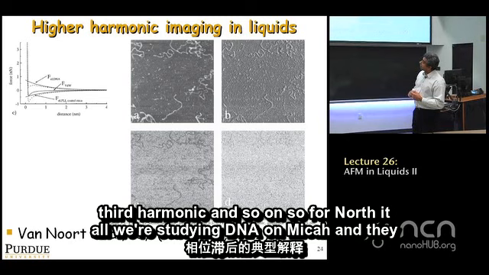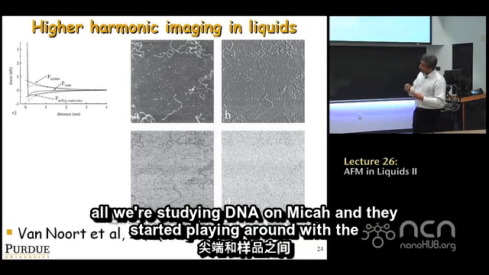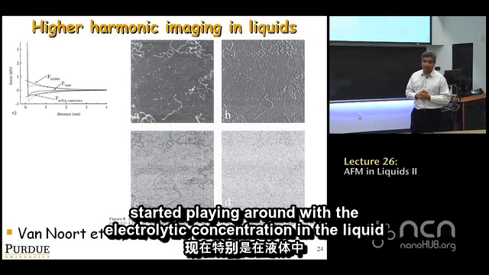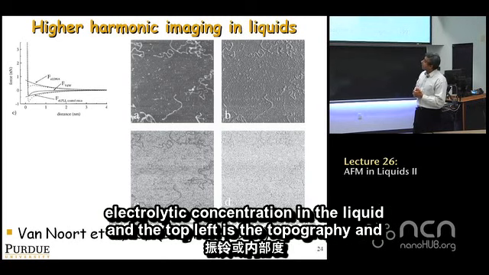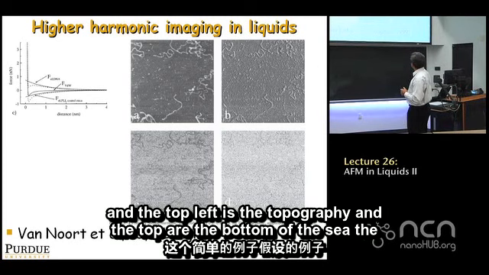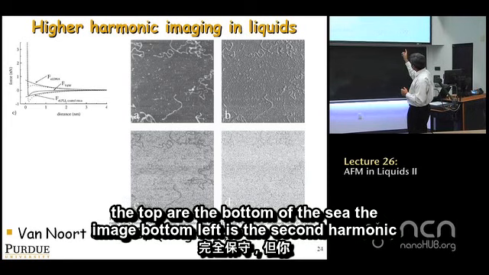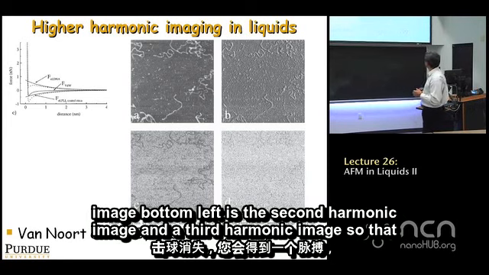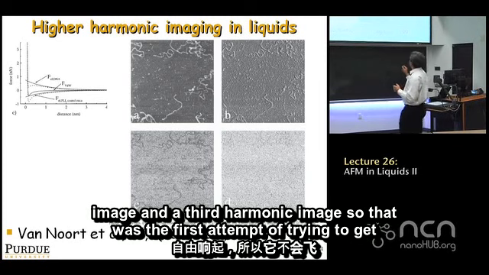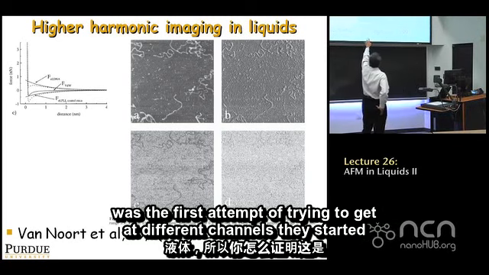So Van Noort et al. were studying DNA on mica, and they started playing around with the electrolytic concentration in the liquid. The top left is the topography, and the bottom left is the second harmonic image, and the third harmonic image. So that was the first attempt at trying to get at different channels.